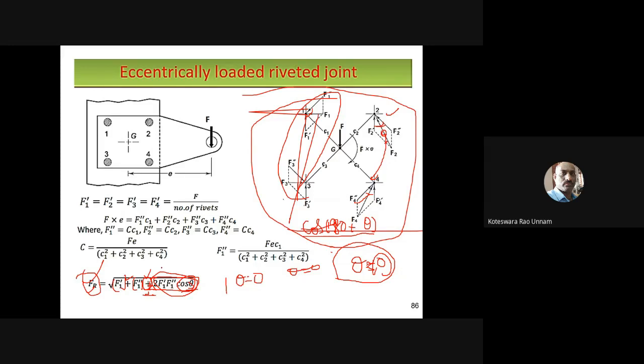Okay, so like this we can solve problems when a riveted joint is subjected to eccentric force or eccentric load. The first step is to identify, while solving the problem, the center of gravity of the rivets. That is also something you need to calculate.